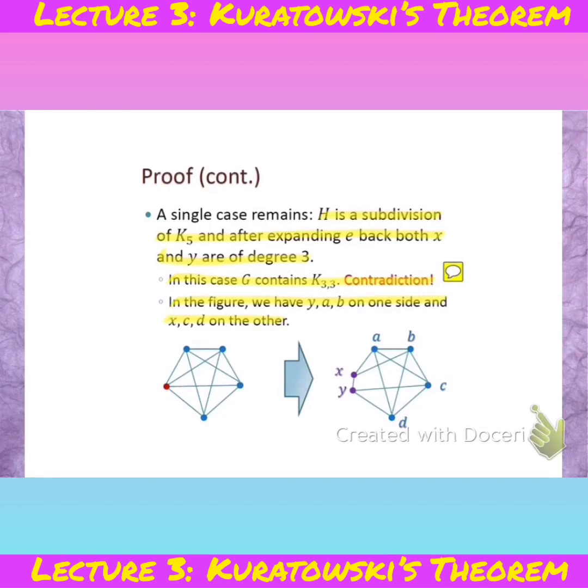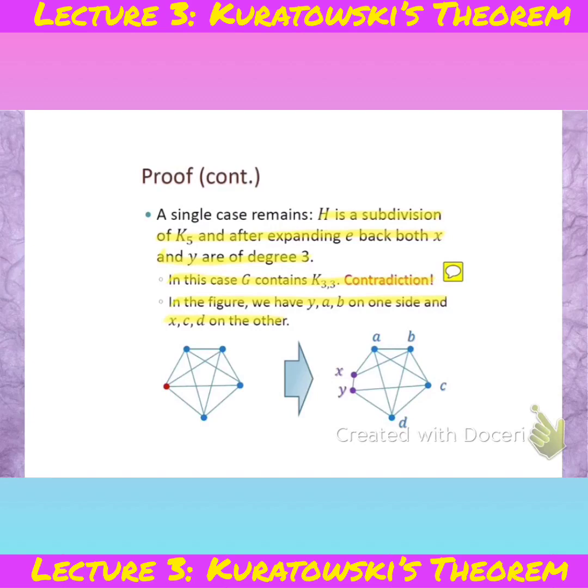So what is the moral of the story here? What this lemma basically tells us is that a contraction can never lead to a Kuratowski subgraph. So if a graph doesn't have a Kuratowski subgraph, then a contraction is not going to create one.